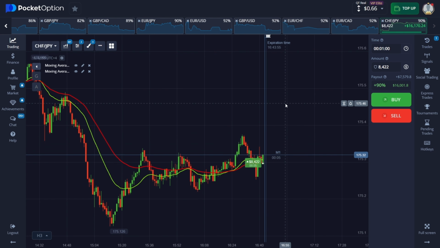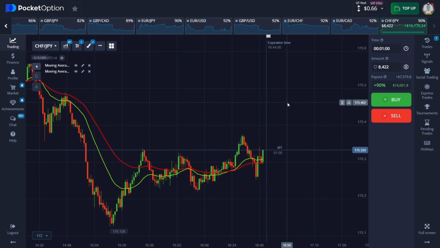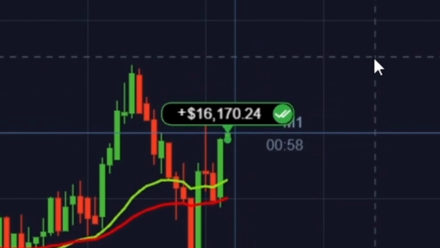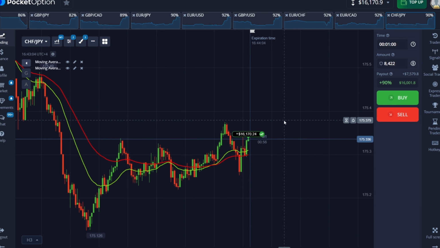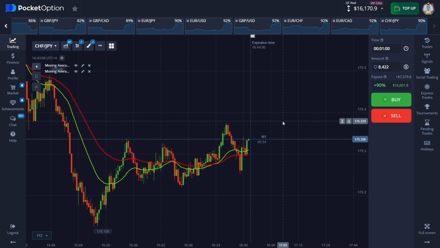Only a few seconds remaining. And I won another trade. Now my balance has increased to $16,170. So I made a good profit, $16,170, in this compounding session with the help of the moving average and EMA strategy in the real market.